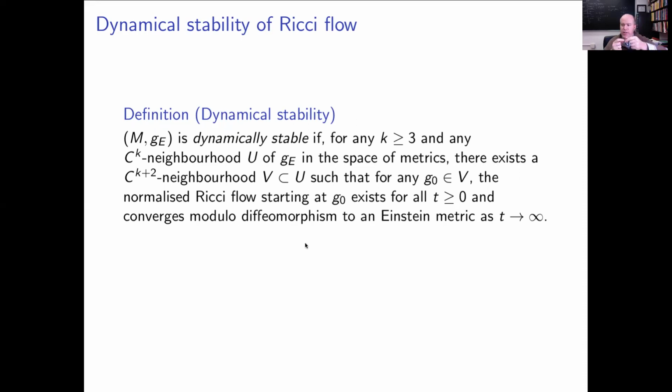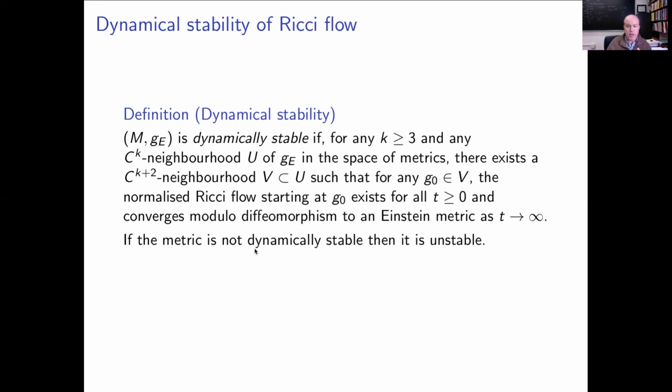That's actually related to the issue of, is your Einstein metric isolated, or is there a curve of Einstein metrics passing through g_E? Because we're going to be proving instability, it's going to turn out not to matter which. There are some varying definitions of dynamical stability, but it doesn't matter for us because we're proving things are dynamically unstable. So if it's not stable, we say it's unstable, which means that you can move in a certain direction, move to a nearby metric, start the Ricci flow, and you're going to flow away and not stay inside this neighborhood.